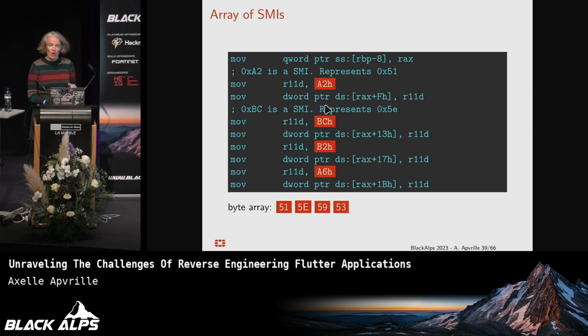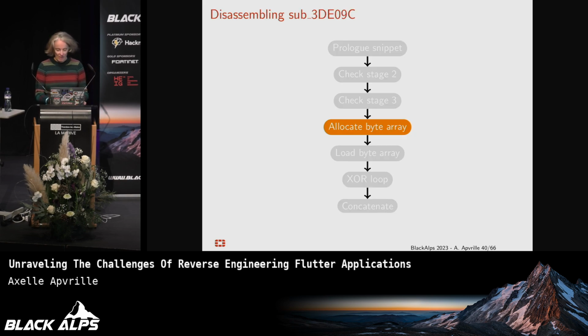So, if we go back to our code, we were loading A2, BC, B2, A6. As all of these are even numbers, they are small integers, which means that actually it's only representing here in hex 51, 5e, 59, and 53. It's still not ASCII characters, well, I mean printable ones.